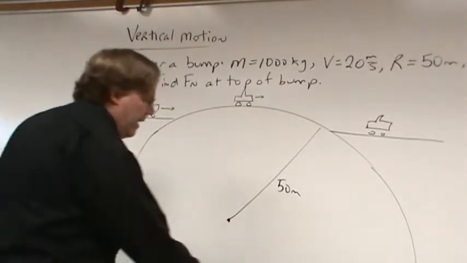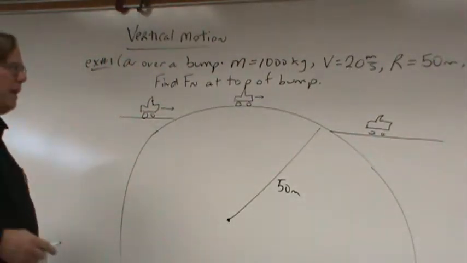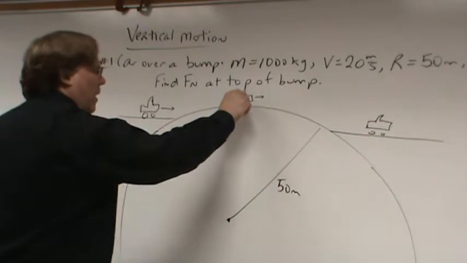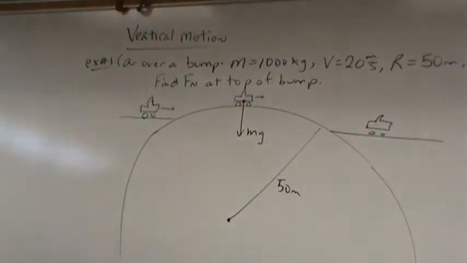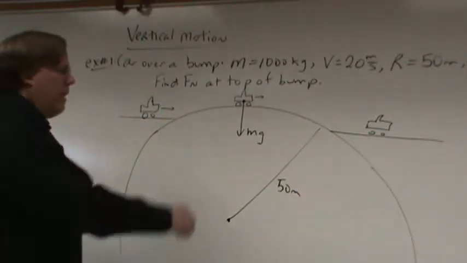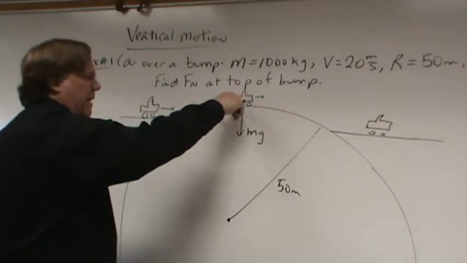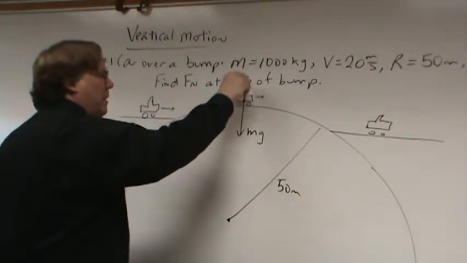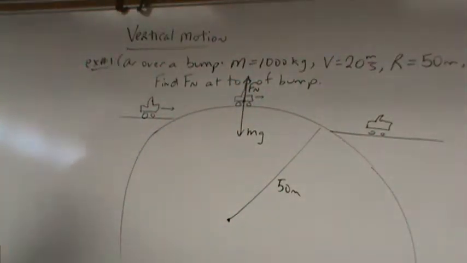Okay, so let's go ahead and do a free body diagram as we go over this bump. First of all, I've got one force acting on this car, and that's gravity, mg, and it's pointing down. Tell me, what's the direction of the normal force on this car? Yeah, up, and it's kind of like what Earl and I were talking about earlier. How do I know it's up? Because the ground is below the car. The car is pressing against the ground, and so the normal force is going to be up.